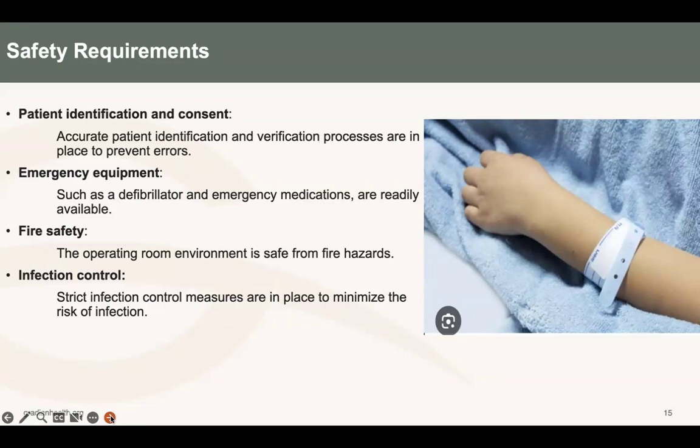Emergency equipment should be available. Like I said, defibrillators, the emergency drugs, the emergency trolley has to be available all the time. In every theater, of course, there should be safety, not just for the patient but for everyone who is working there. That includes fire safety and also infection. There should be protocols for any operating theater, including what everyone is expected to do in case there's a fire breakout in theater.